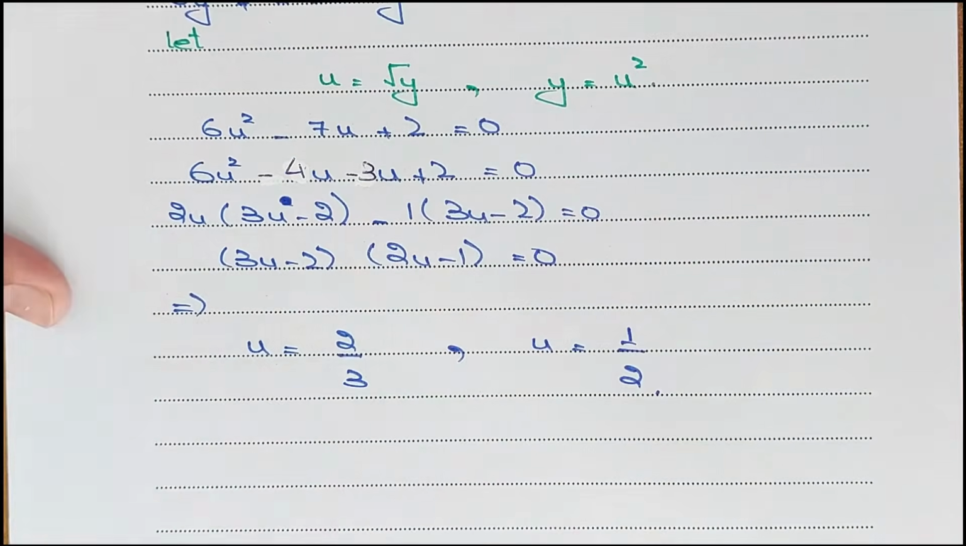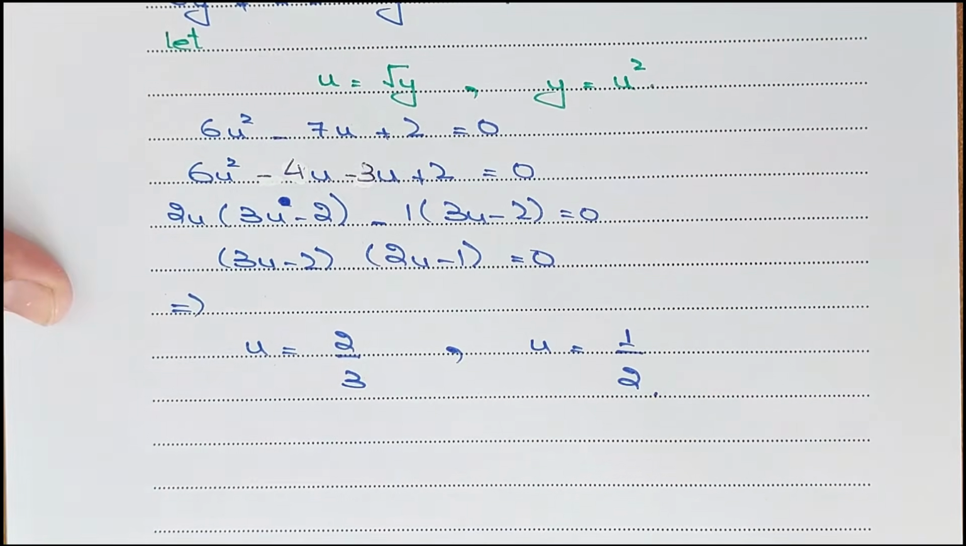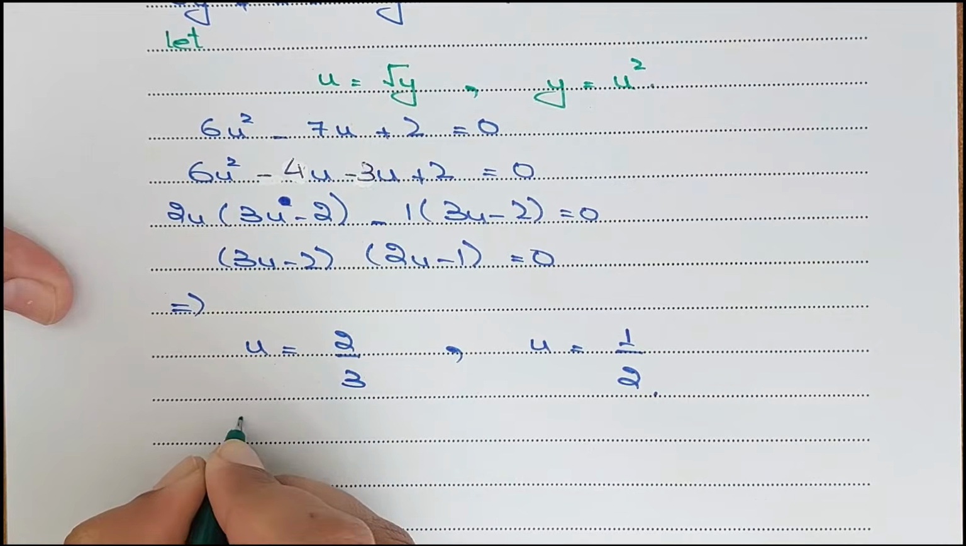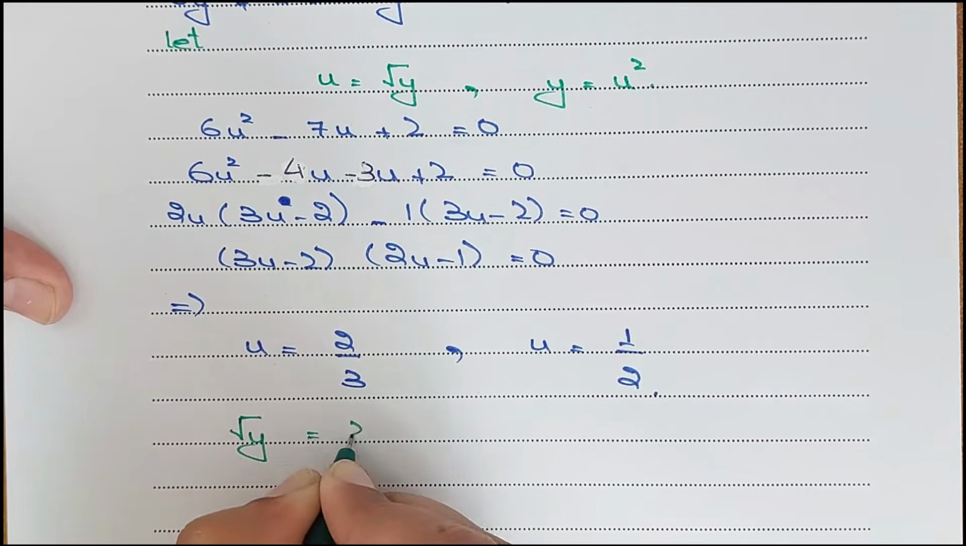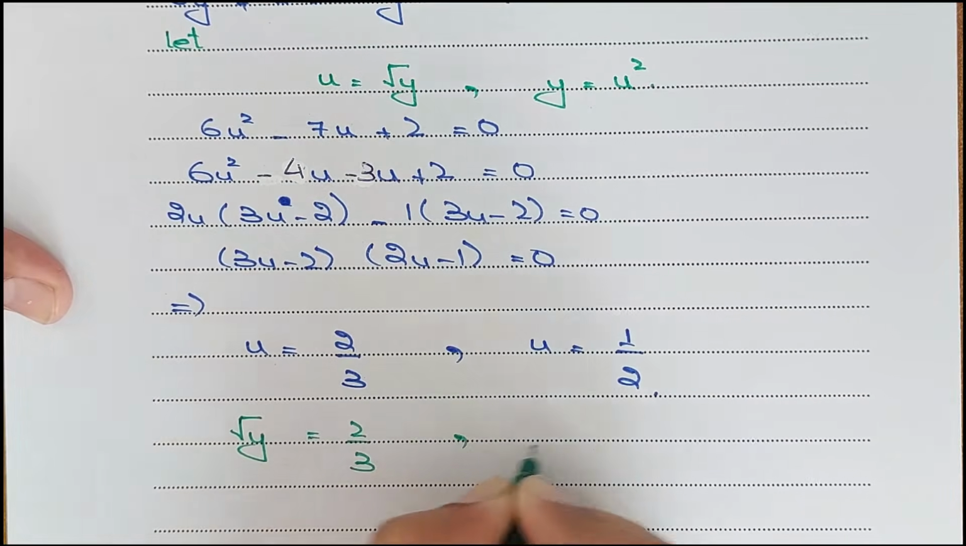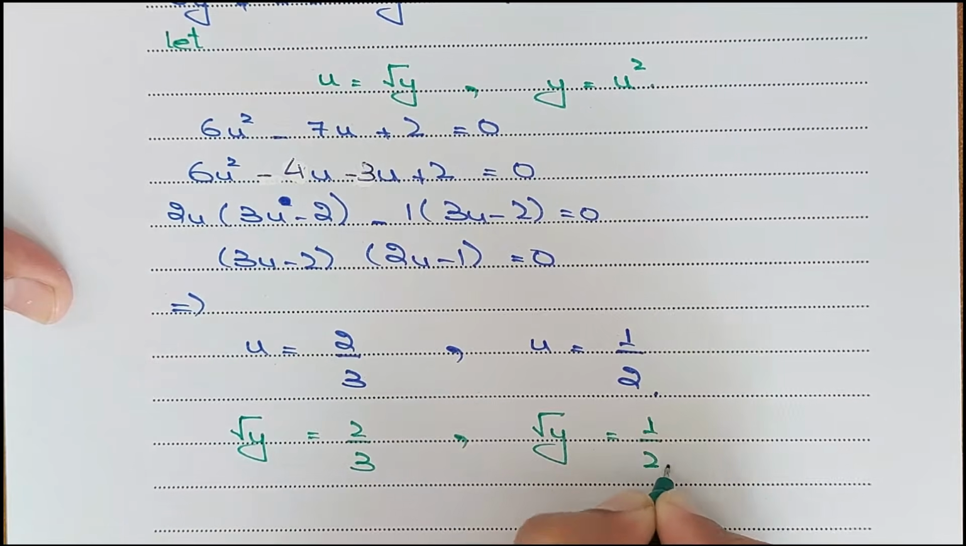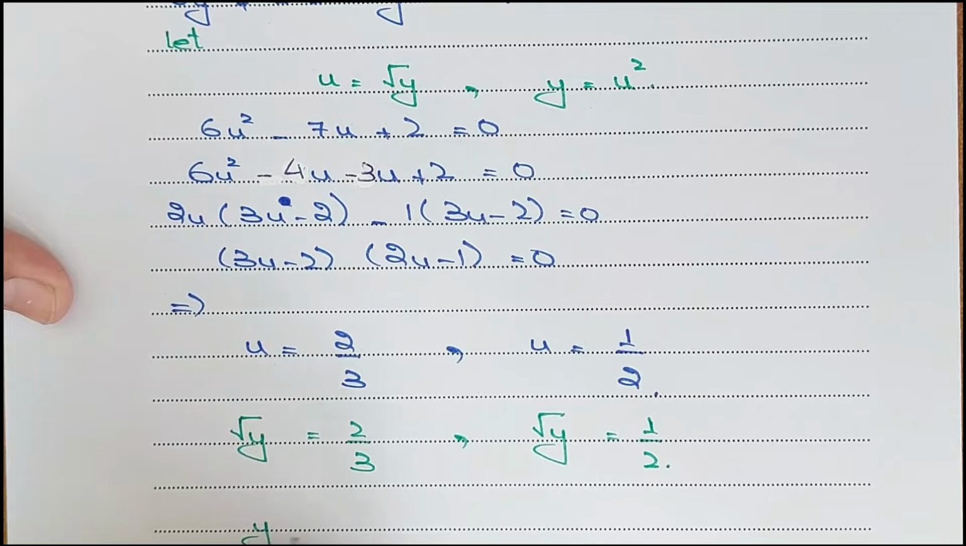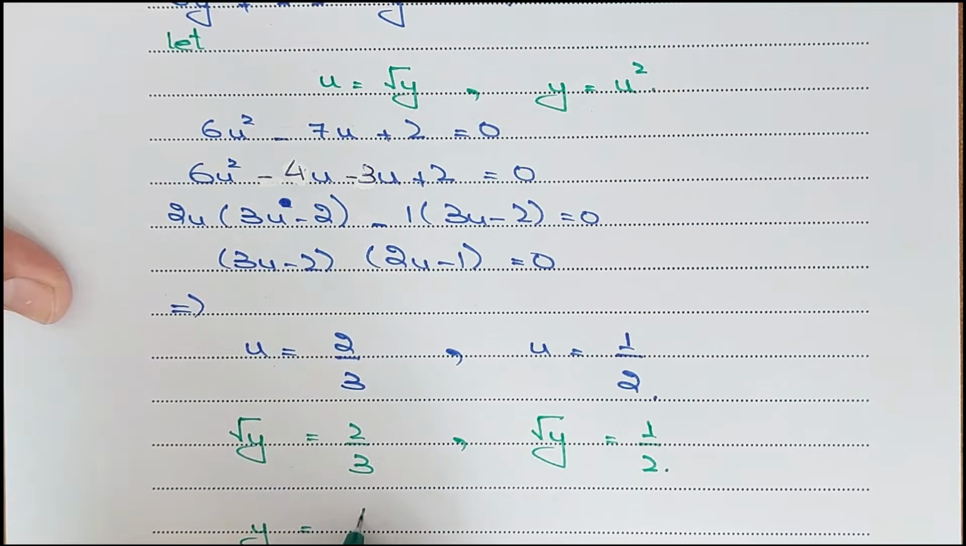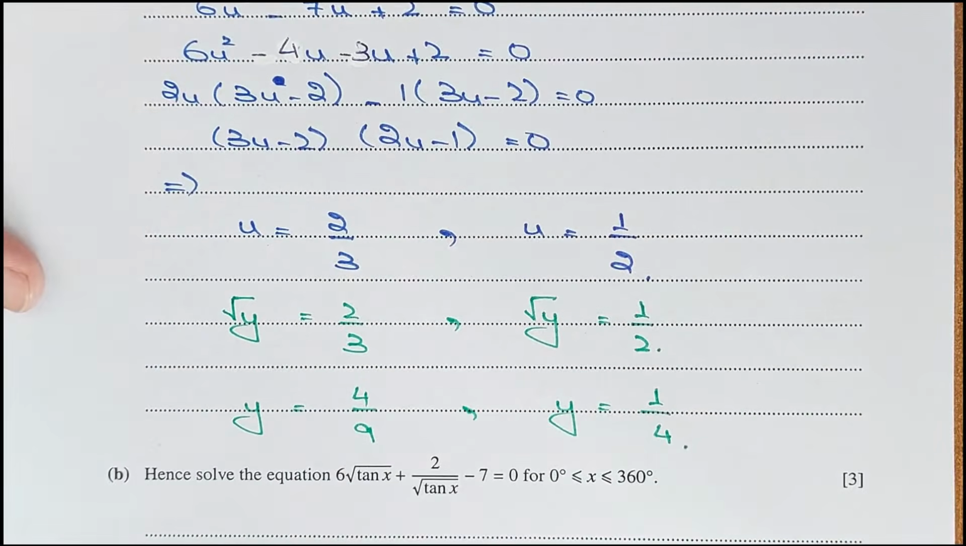Substituting back, u is the square root of y. So we can say square root of y equals 2 by 3, or square root of y is equal to 1 by 2. And to solve for y, we have to do squaring on both sides. 2 squared is 4, 3 squared is 9, 1 squared is 1, and 2 squared is 4. So 1 by 4 and 4 by 9 are the two solutions.